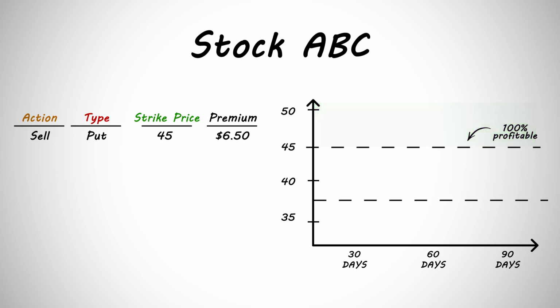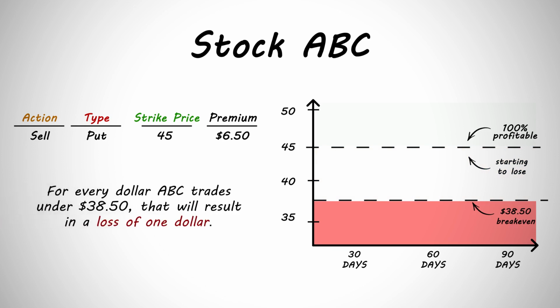Now, let's first figure out our break-even. For every dollar the stock trades under 45, we lose $1. We make $6.50 right off the top from the sale, so our break-even will be $38.50. As long as the stock doesn't trade under $38.50 in the next 3 months, this will be a winning trade. For every dollar ABC trades under $38.50, that will result in a loss of $1.